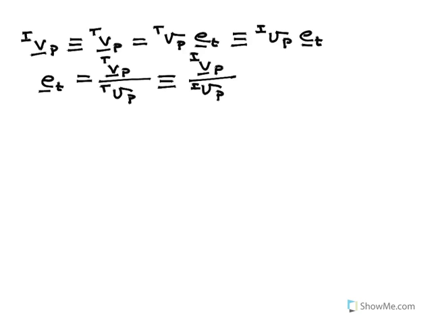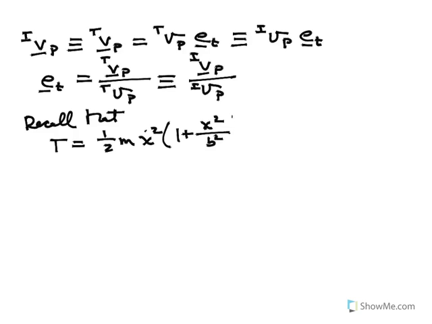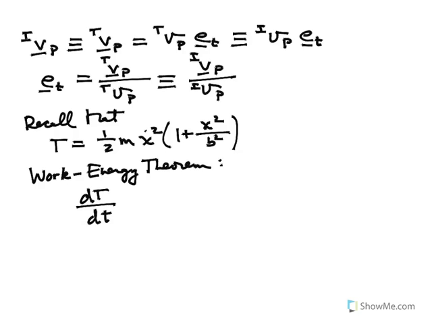So we know that. Let's go back to this expression for the kinetic energy. The kinetic energy is equal to 1/2 m x dot squared times (1 + x squared over b squared). The work-energy theorem, the first form, since we're going to use both forms, states that the rate of change of the kinetic energy is equal to the power produced by the resultant force acting on the particle. So what is the rate of change of the kinetic energy?